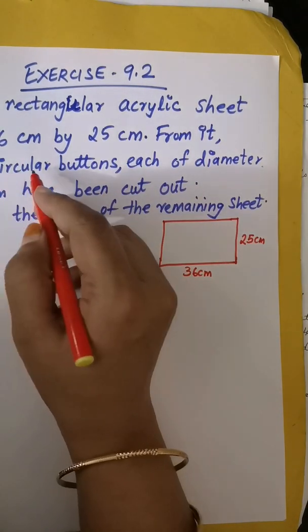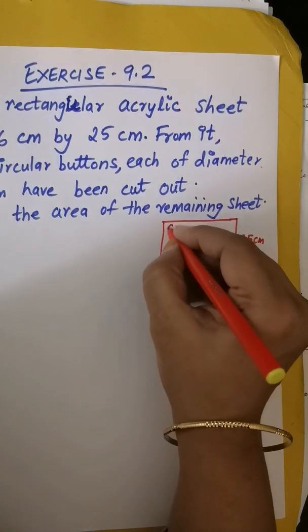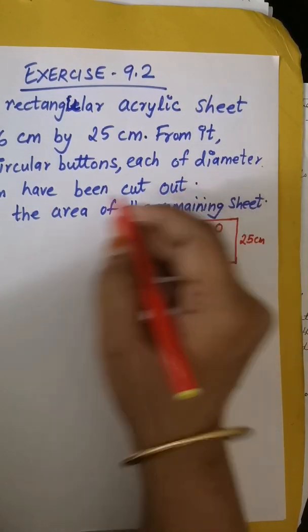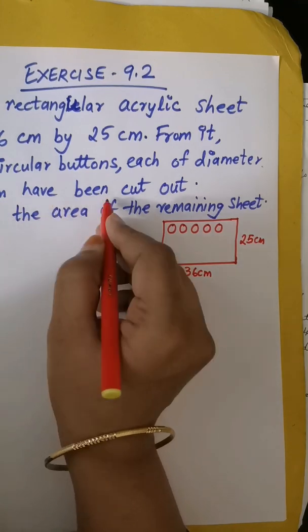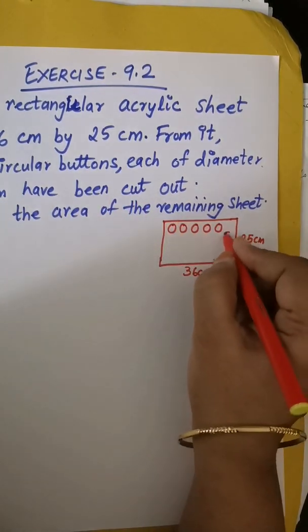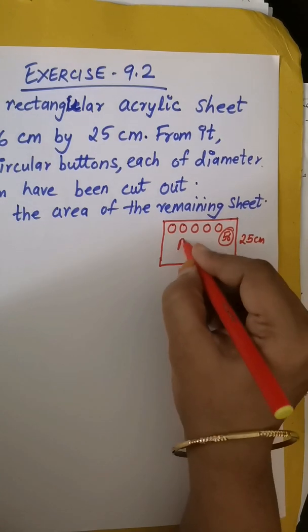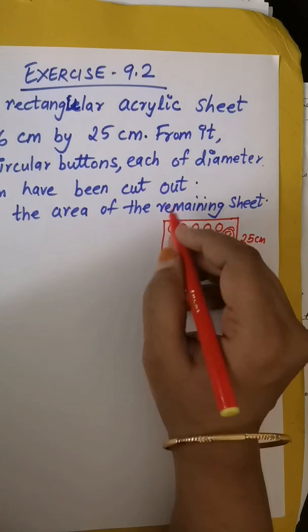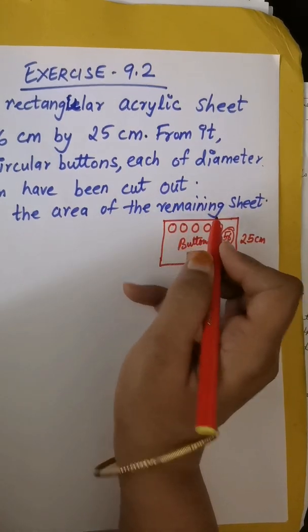From it, 56 circular buttons, each of diameter 3.5 centimeter, have been cut off. How many buttons are there? 56 buttons are there, children. 56 buttons are there on the acrylic sheet. Find the area of the remaining sheet.